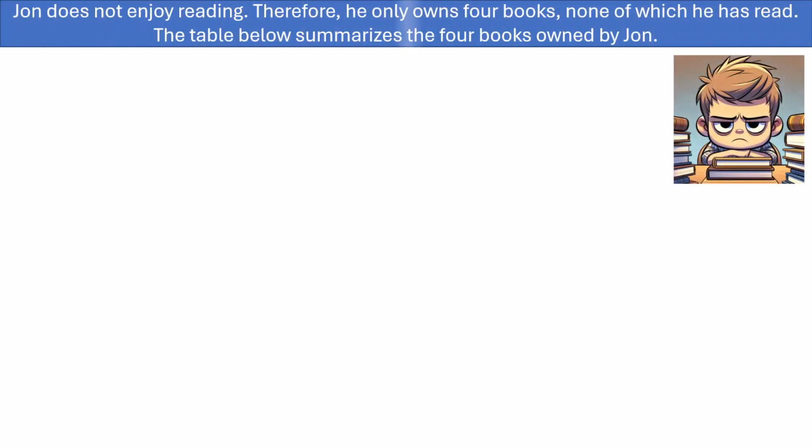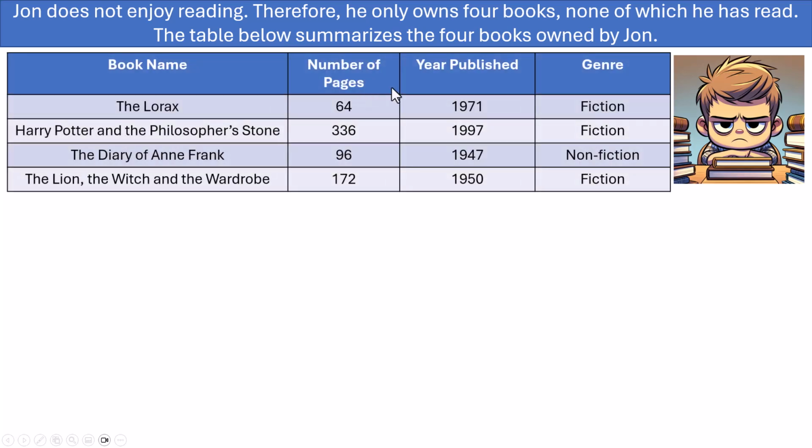All right, let's go ahead and take a look at another example. John does not enjoy reading. Therefore, he only owns 4 books, none of which he has read. The table below summarizes the 4 books owned by John. So we have the book name, the number of pages, the year published, and the genre. And we have John over here, not very happy about his books. So the books he owns, quite a collection here. He's got the Lorax, he's got Harry Potter and the Philosopher's Stone. We have the Diary of Anne Frank and the Lion, the Witch, and the Wardrobe.